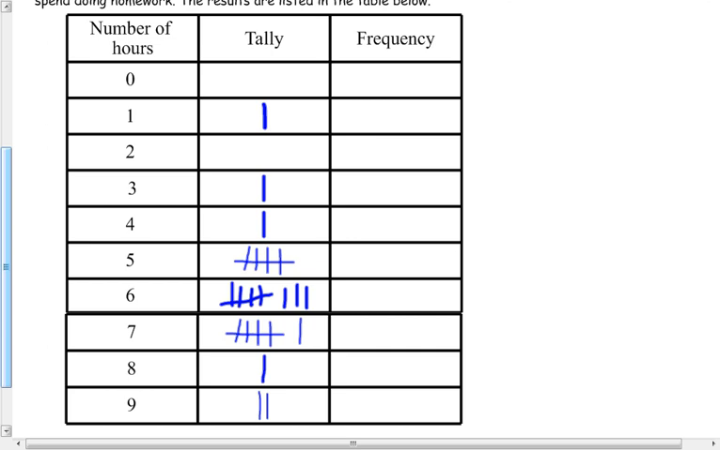So if you notice, there's no tally marks for 0, so no one spent 0 hours. That's good to see. Only one student spent 1 hour. No one spent 2 hours. One student spent 3 hours. One student spent 4 hours. 5 students spent 5 hours. 8 students spent 6 hours. 6 students spent 7 hours. One student spent 8 hours, and 2 students spent 9 hours.